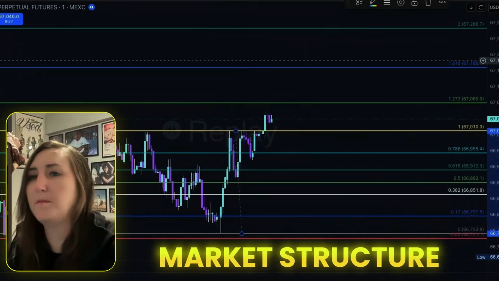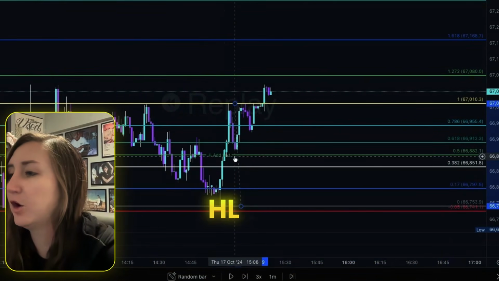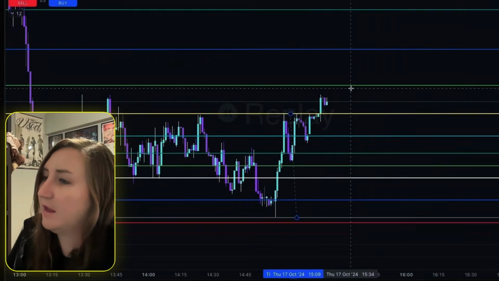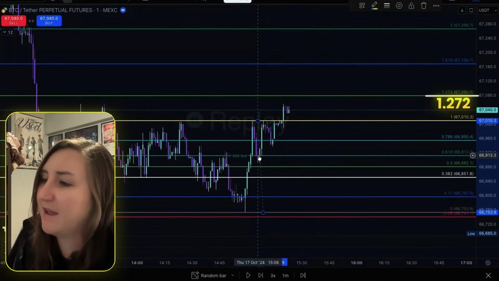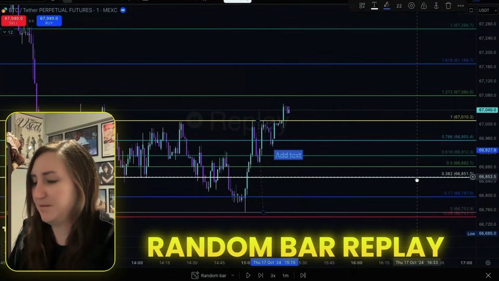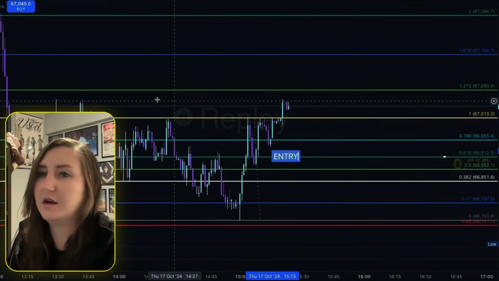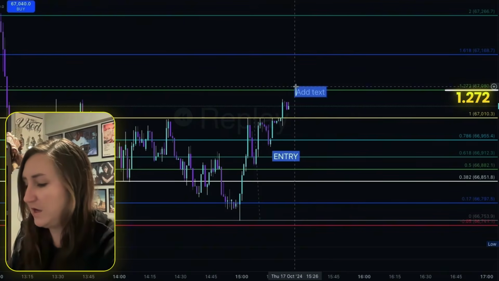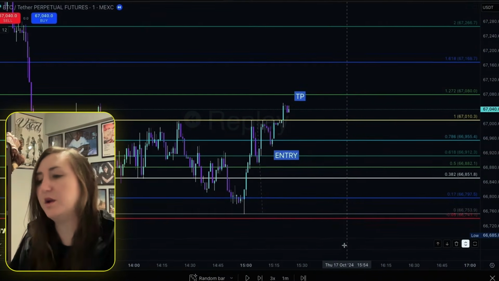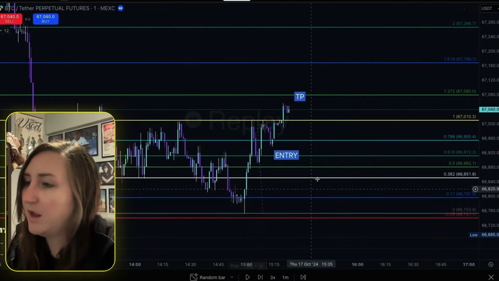Now, general overall market structure: we have some higher lows going on, we have some higher highs. We're at a triple top here. We're trying to hit this 1.272. We already tapped our 0.618. So this was a random bar replay, but I would have looked for entry here and take profit here. We'll see if we can find another entry after this plays out. I'm on a random bar on Bitcoin, so it is what it is. But let's play it forward.